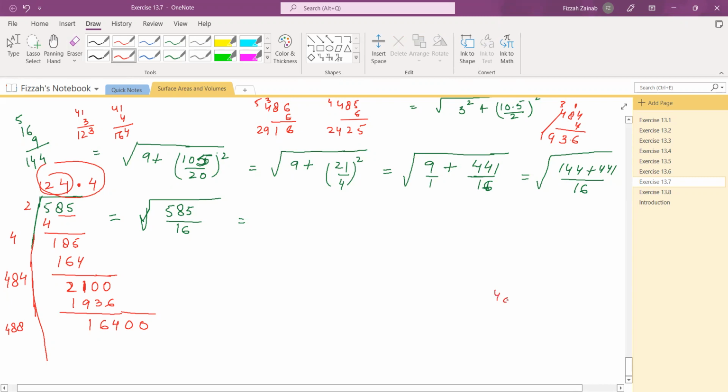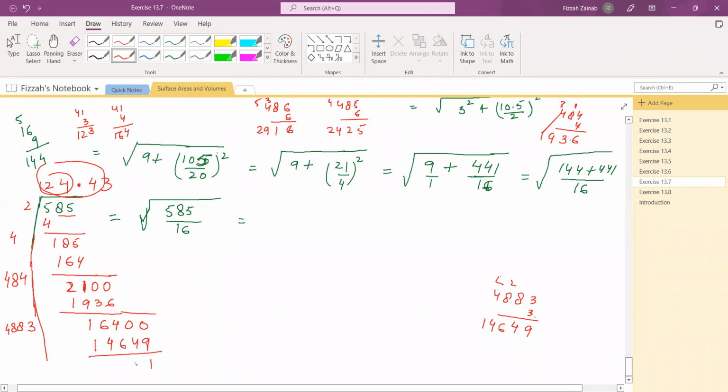Let's try 4, 8, 8 into 3. Let us try 3, 3, 9. 3 into 8 is 24, and 2 is 26. 3 into 4 is 12 and 2 is 14. Yes, I think this will go, because if I make it 4 times, it's going to be bigger than this. So 3, and then I'll write 3 here. So 1, 4, 6, 4, 9.